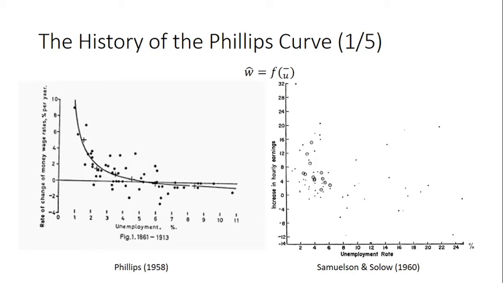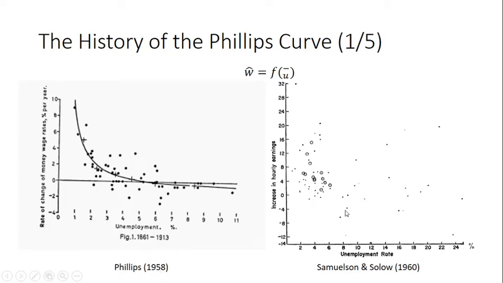It was first discovered or invented, depending on how you look at it, by Phillips, a New Zealander who was at the London School of Economics. He wrote a paper in 1958 looking at the relationship between wage inflation, that is, the rate of change of money wages, and unemployment in the United Kingdom between 1861 and 1913. And what he found was that there was this negative relationship, as you can see here. And this is taken directly from that paper that was released in 1958.